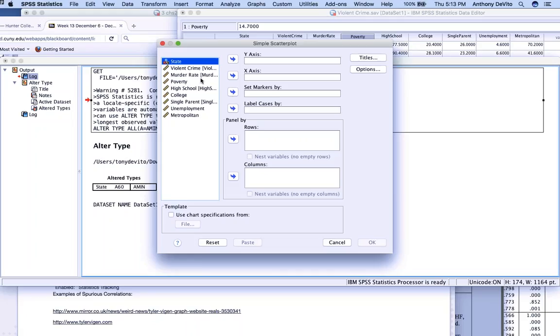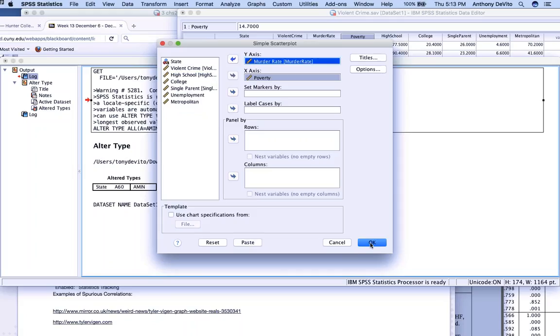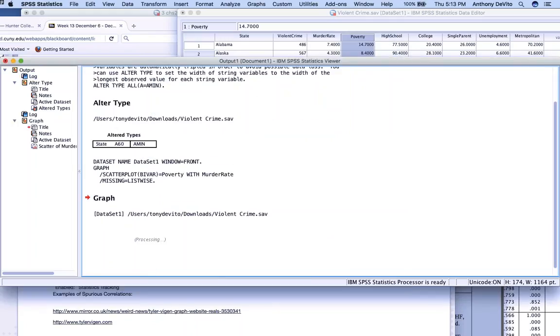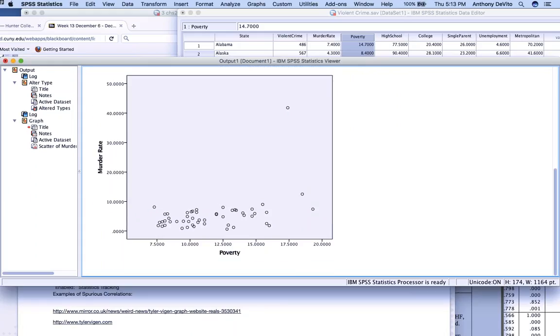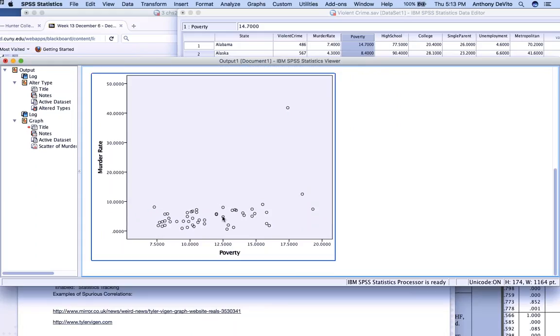Now on the x-axis, I'm going to put the poverty rate. Is that what I said I was going to do? Yeah, I was going to use poverty rate. And on the y-axis, I'm going to put the murder rate. I'm going to click OK. Okay. It's kind of hard to see because all these places are down here, and this place up there gives me a problem, right? You want to know what that place is?